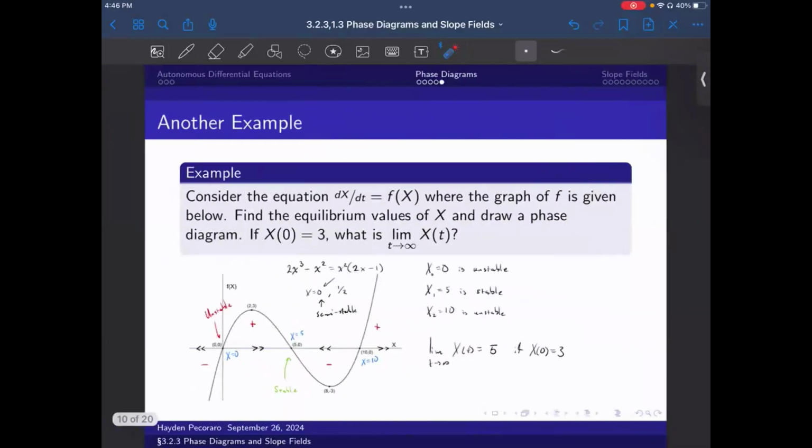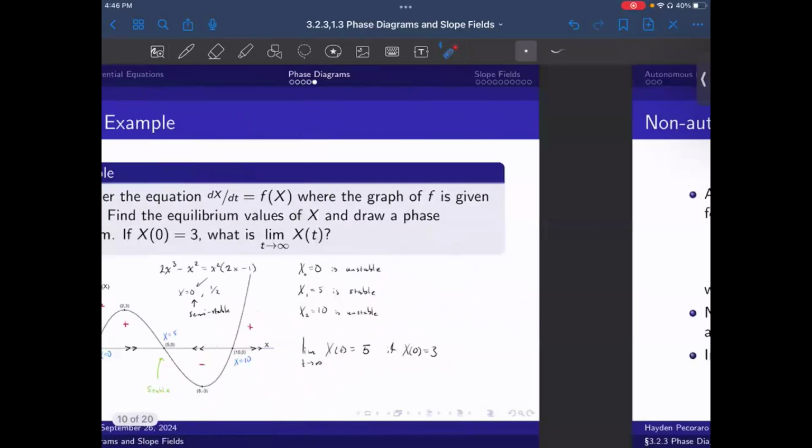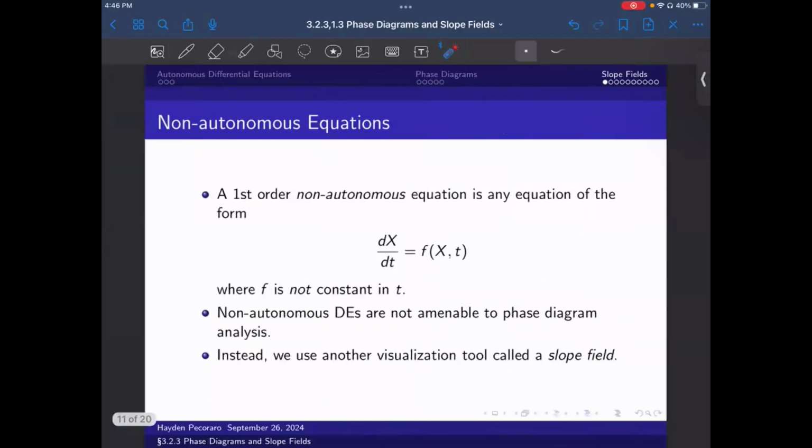If we go back over here, if f has a t dependence, then you can think maybe of an extra axis here. This function might look different at different snapshots in time. And so we could have the function positive for some x regions and negative for some other x, t regions. So the phase diagram analysis doesn't quite work the same. Instead, you can use something called a slope field.